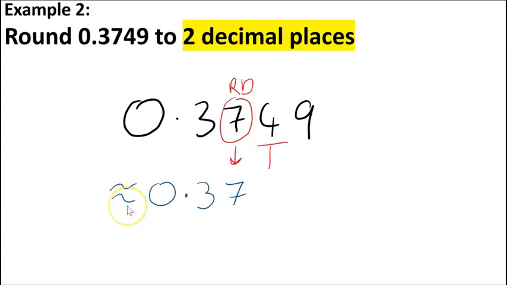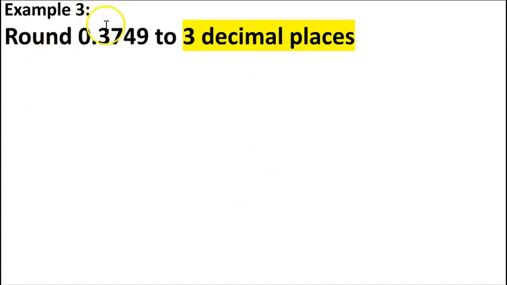And then we have our squiggly equal sign to say 0.3749 is approximately equal to 0.37, and 0.37 is indeed 2 decimal places, and that's what we wanted. So again, check, does your number make sense mathematically? Example 3, round 0.3479 to 3 decimal places this time.